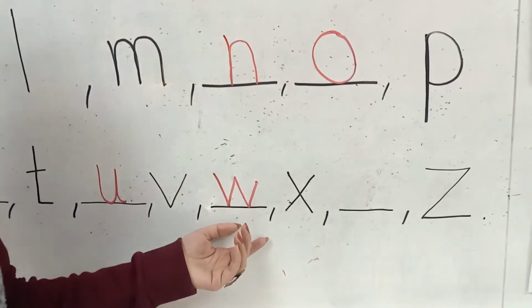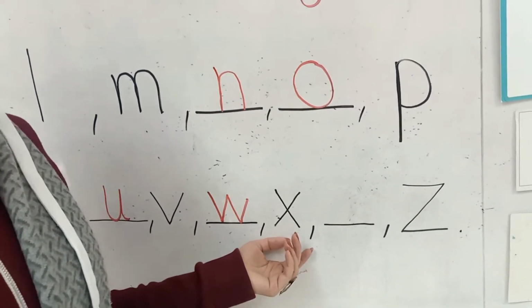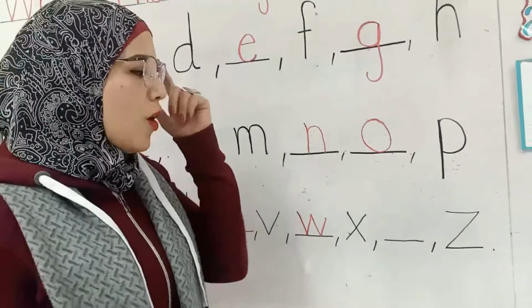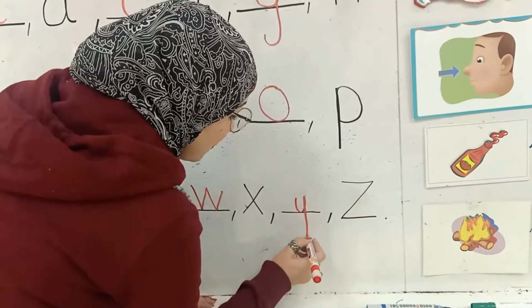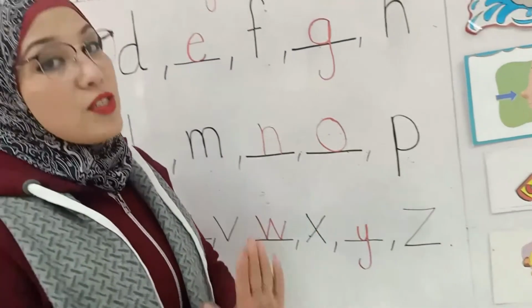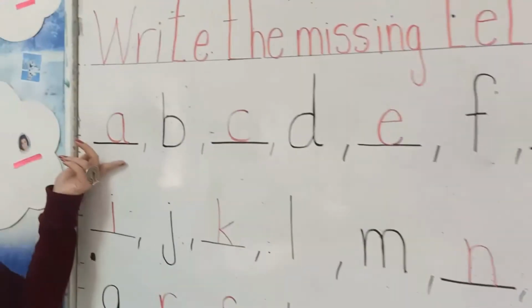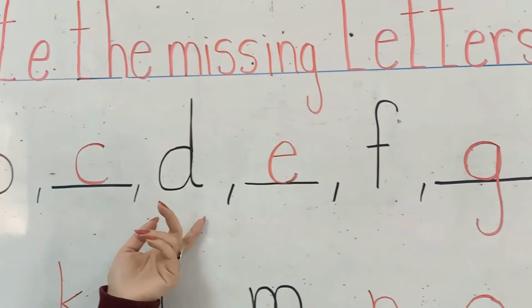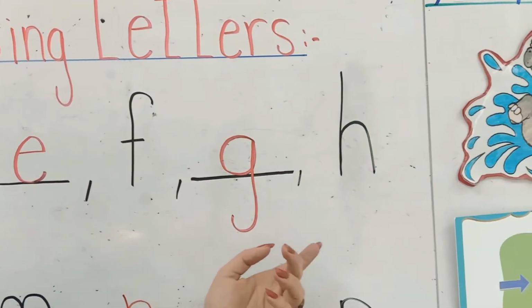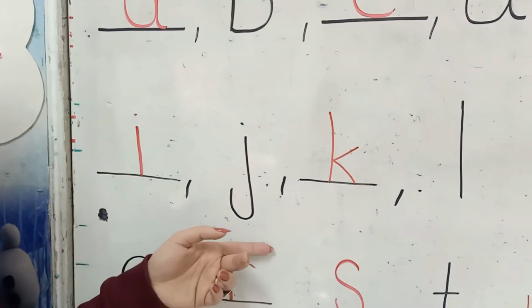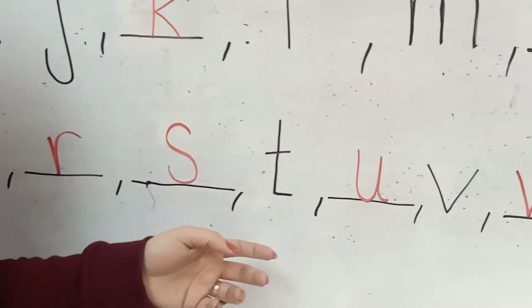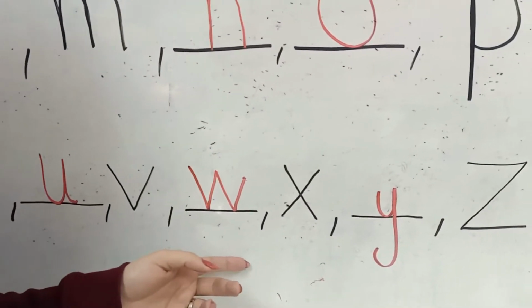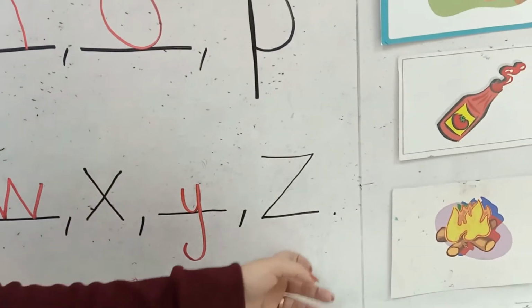And now, after W comes X. And what is the letter that follows letter X? Super! Y! Super KG1. And the last letter is Z. Now, A, B, C, D, E, F, G, H, I, J, K, L, M, N, O, P, Q, R, S, T, U, V, W, X, Y, and Z.